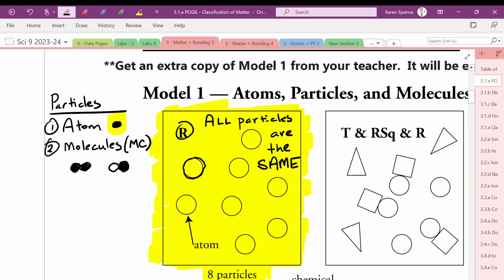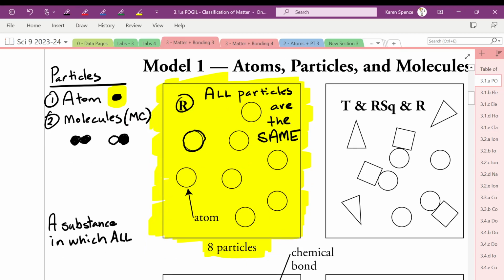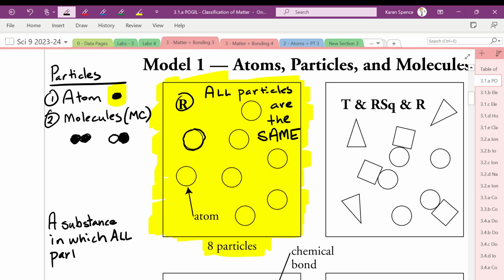Do you know what we call a substance in which all particles are the same? See if you can tell your partner.